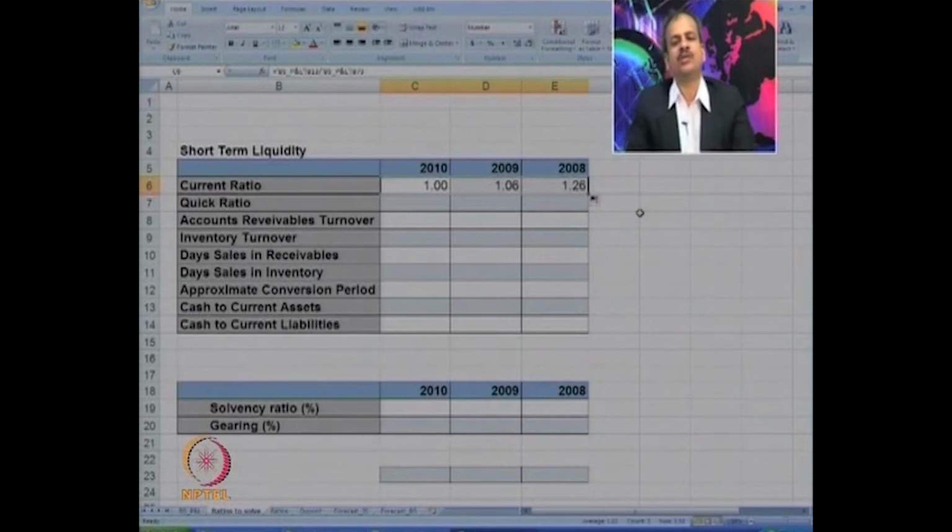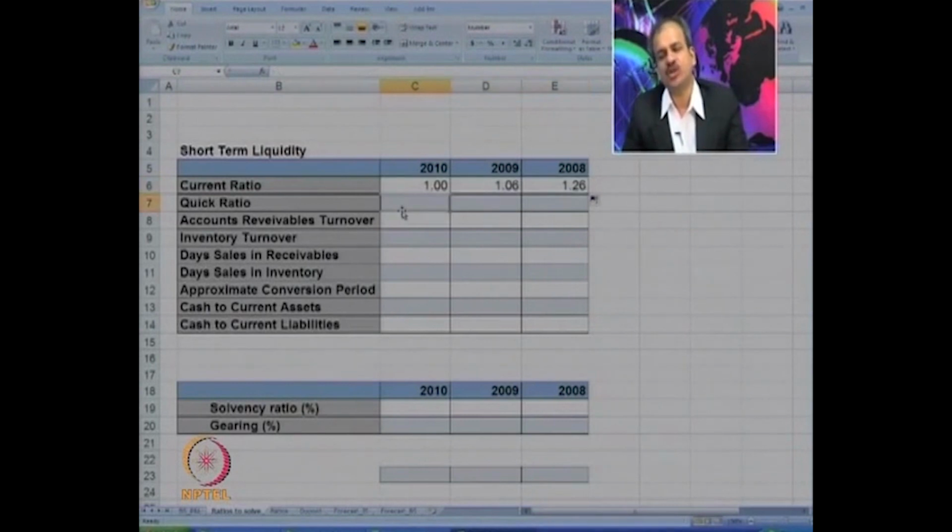I'll drag it down. So you can see that over the 3 years the ratio has fallen. It has come down from 1.26 in 2008 to 1.06 to 1. We don't know exactly if it's a good sign or bad sign. It is good because they are able to manage with less current assets, but as far as the short term liquidity position is concerned, they are slightly in a tight position because the ratio is now exactly 1.